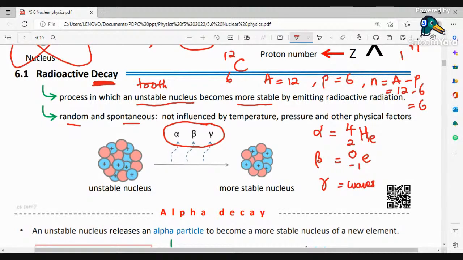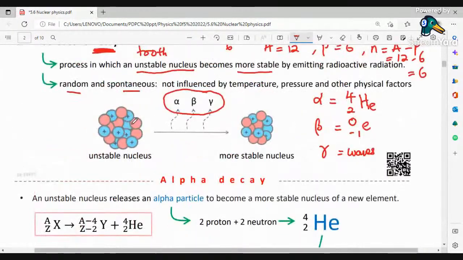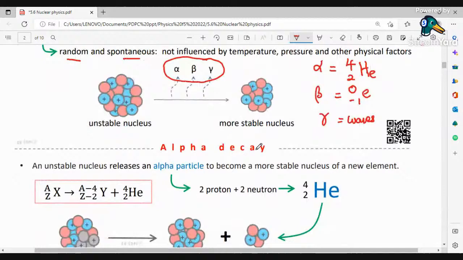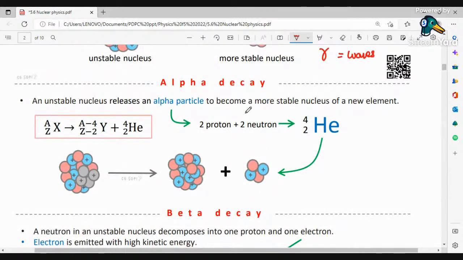Okay, itu maksudnya radioactive decay. Process unstable nucleus become more stable by emitting radioactive radiation. Ini contoh ni unstable nucleus, dia tak stable. So it need to release out either alpha, beta or gamma to become more stable nucleus. Itu maksudnya. Okay, let's look at one by one. Alpha decay, beta decay and gamma decay.